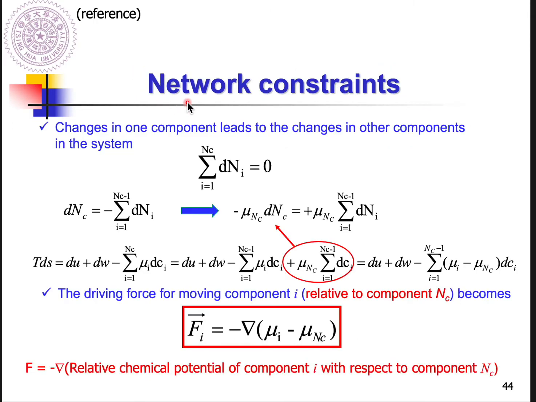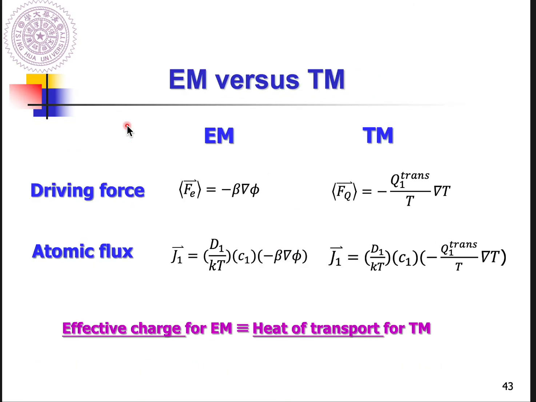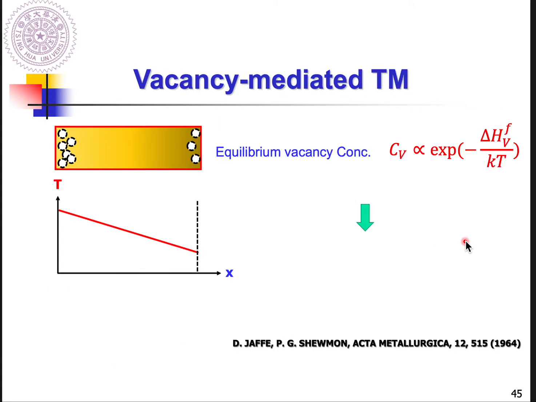And if you apply thermal migration on this kind of material, besides the atomic flux we learned here, there is another possible driving force to affect the atomic flux, which is the vacancy concentration. Because as we know, the equilibrium vacancy concentration is proportional to the Arrhenius relationship, which is exponential of minus vacancy formation energy divided by kT.